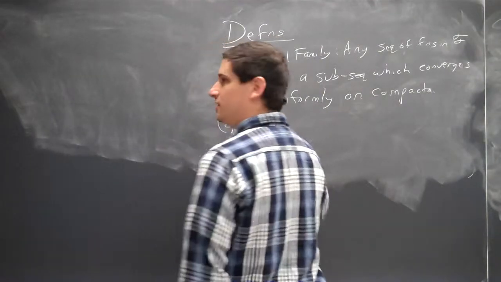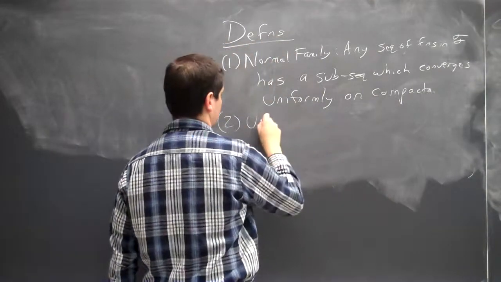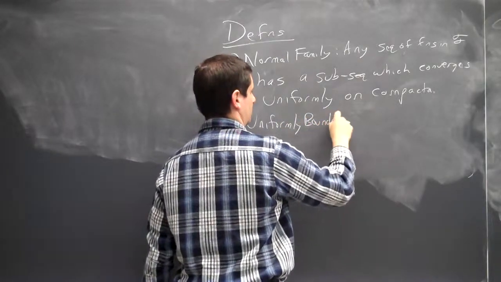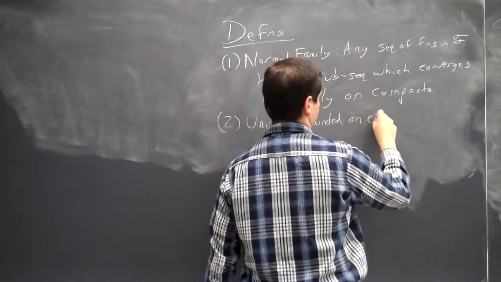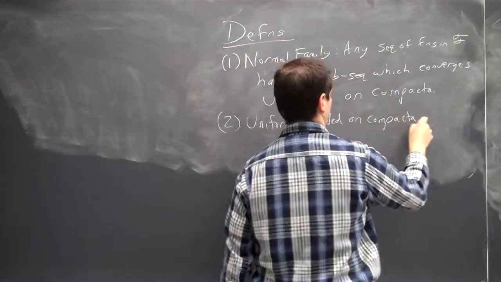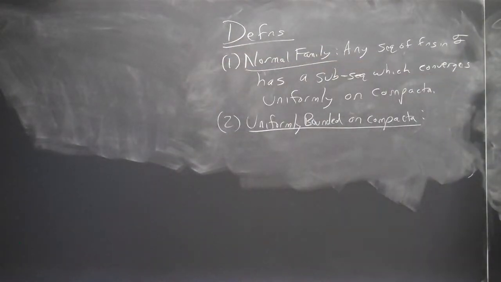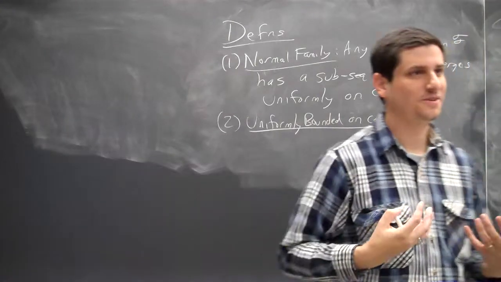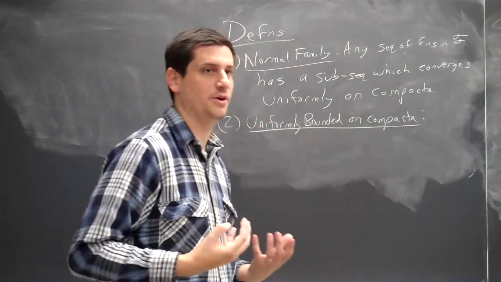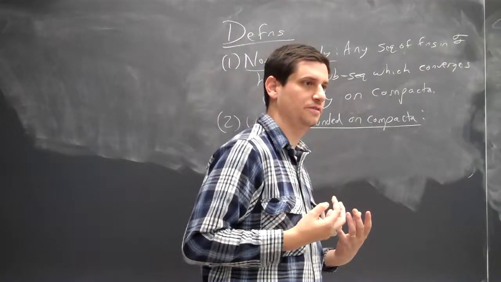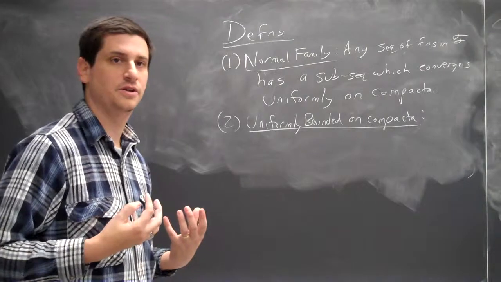All right. Second definition is uniformly bounded. And we might just do this on compacta. So what does it mean to be uniformly bounded on compact sets? If you have to speak up in class, this is the one to go for. All the functions are bounded by the same bound. And what can that bound depend on? On your set? On the set.